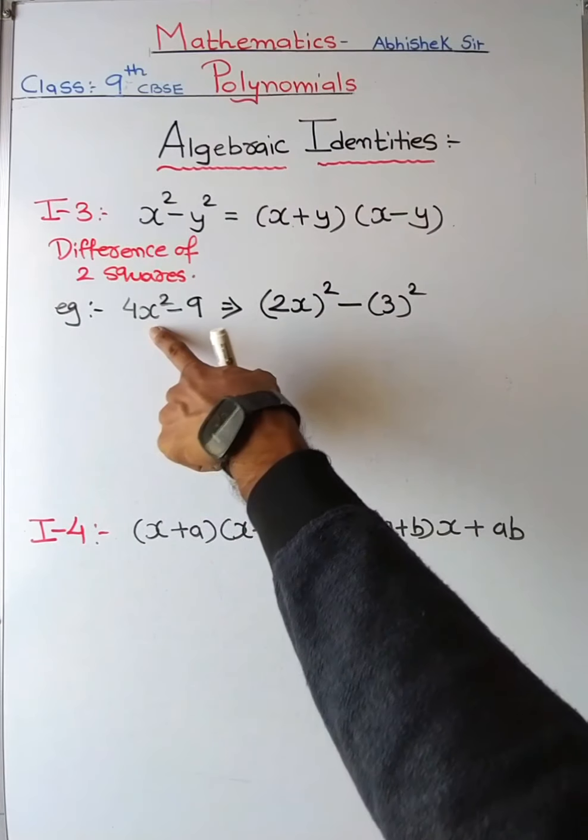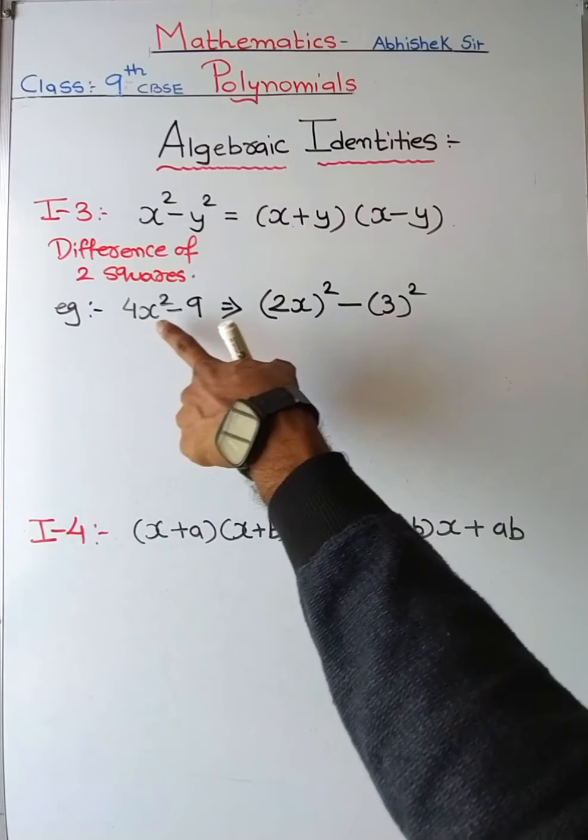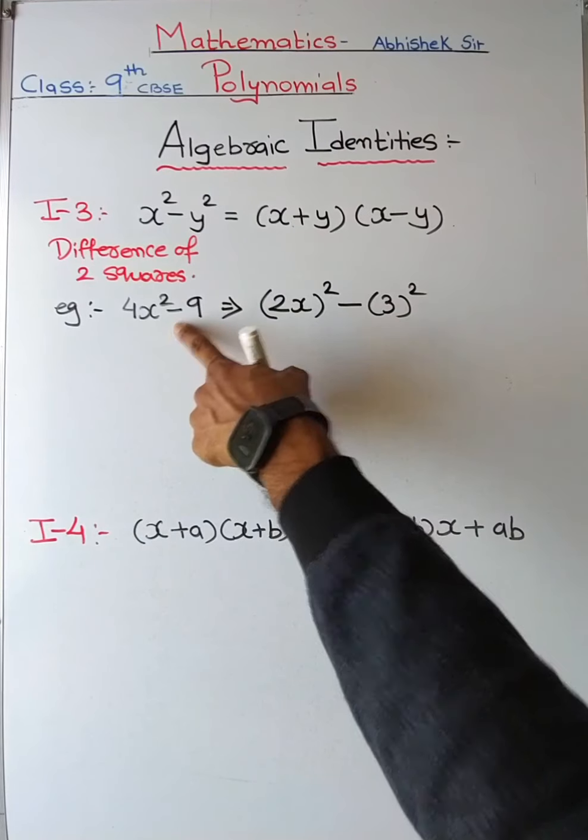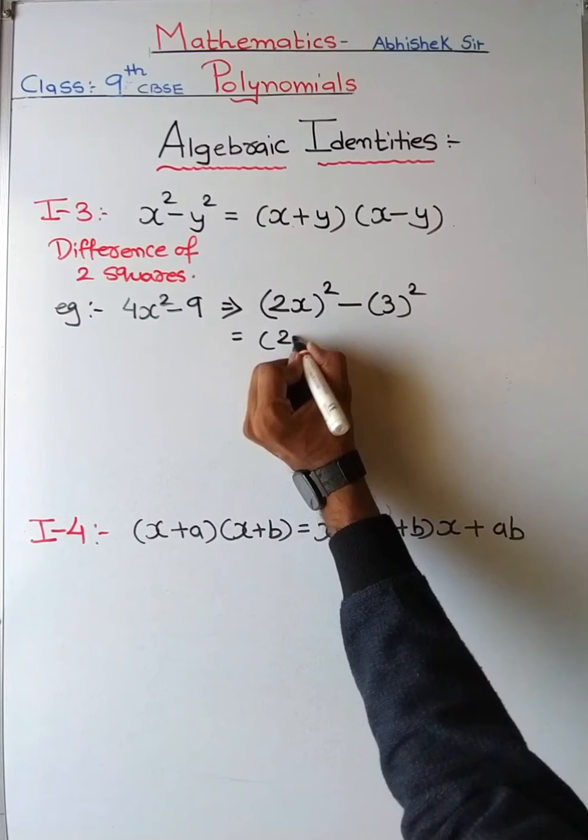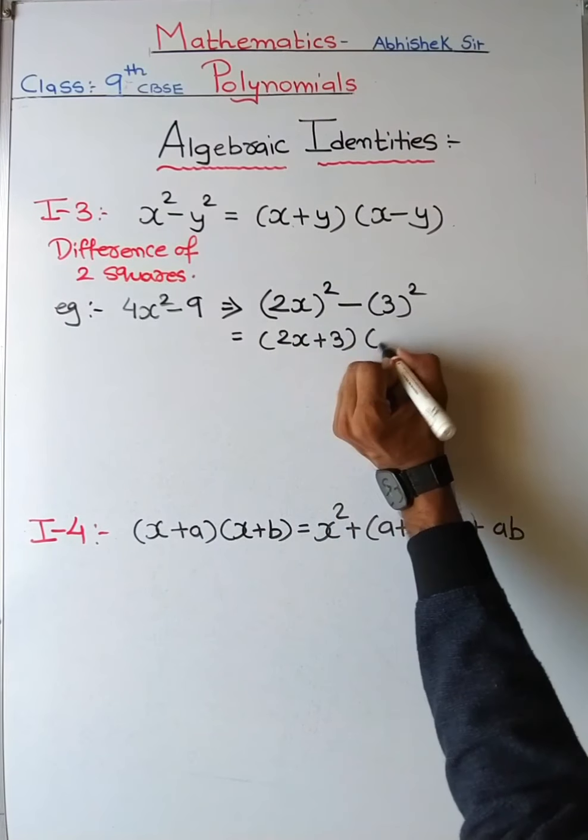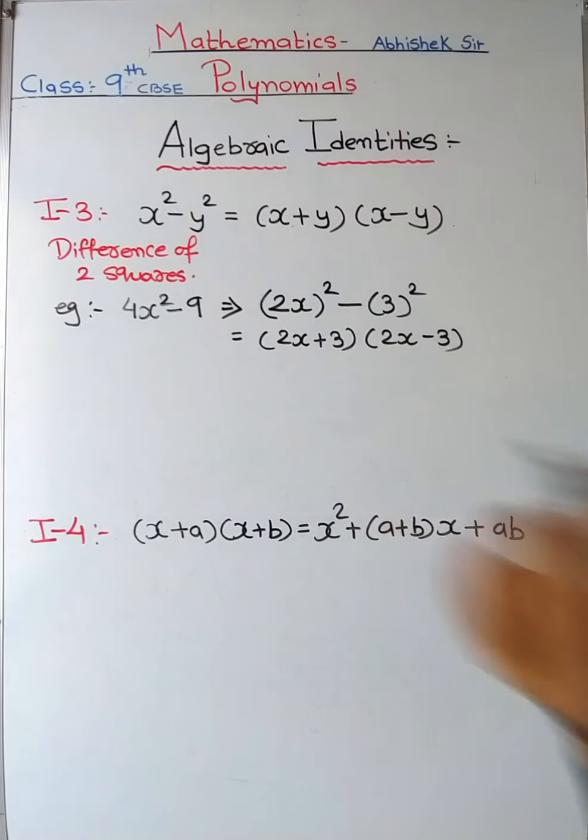So now I have changed the question into the identity form, x square minus y square. So what you have to do now? You have to add one time and you have to subtract one time. Clear?